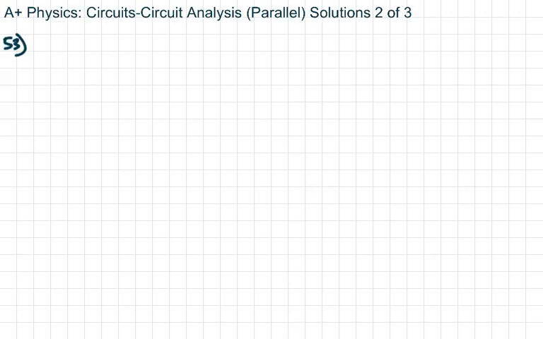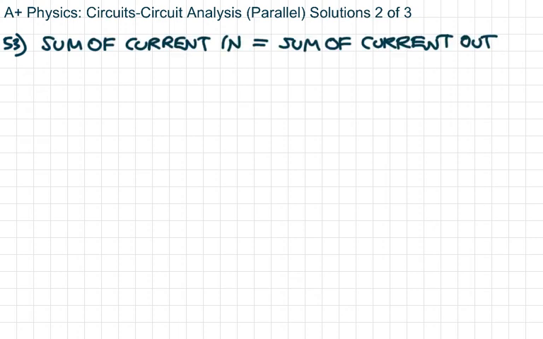Okay, we have number 53. Look at that, it's a junction rule. All right, so the rule here, we have currents going all over the place. We have 1, 2, 3, 4, 5, 6 different branches. Oh my goodness, what a mess. But the rule is the sum of the current going into the junction has to be the sum of the current coming out of the junction, and that's because of conservation of charge.